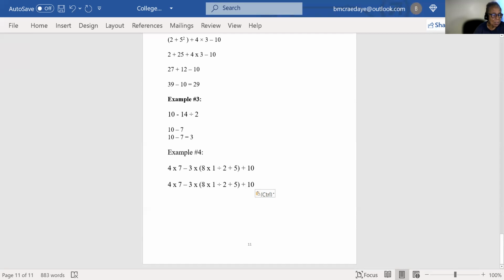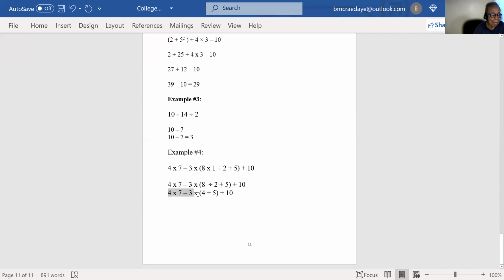So let me just put the 8 times 1 is 8. Then we do the 8 divided by 2 is 4. So I'll copy this over because we're doing it in steps. Put this here. So 8 divided by 2 is 4. So this would be 4. Notice we're doing everything that's within the parentheses. So that's 4 plus 5.